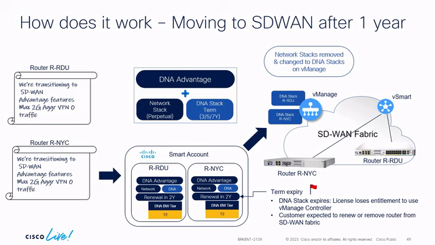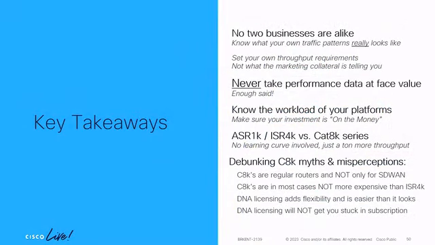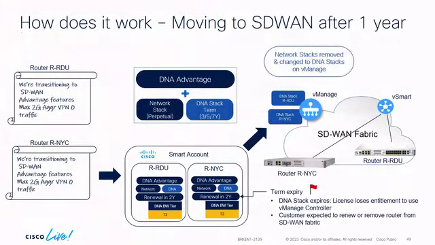And when that stack expires, you will get a nastygram saying you need to renew your service, or you will be required to take the router off the network. They won't explode. Another cool part with the DNA license, oh, sorry, I missed that part. There should be a slide for it as well, it's hidden here.